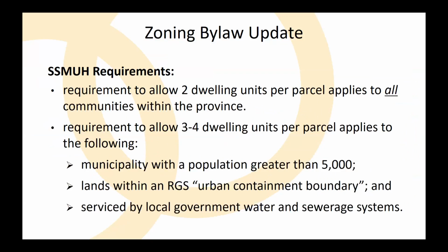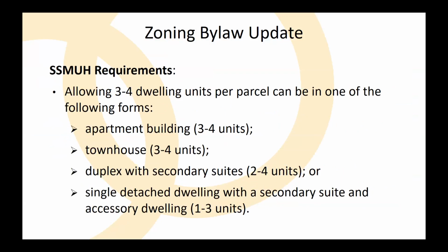Now, to provide more than 2 units, there's requirements that have to be met first. And so if 3 criteria are met, that local government has to provide 3 to 4 dwelling units per parcel. And so that criteria, as you can see here, is that the population is greater than 5,000. The lands are in a regional growth strategy urban containment boundary, and those lands are also serviced by local government water and sewage systems. And so when those criteria are met, again, the province is looking for flexibility from local governments in allowing those 3 to 4 dwelling units.